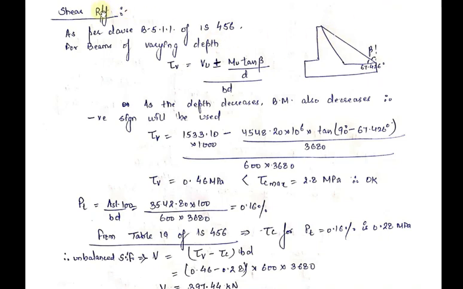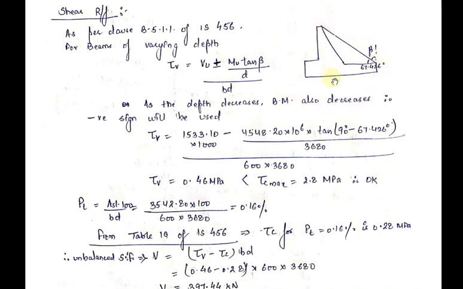Now let us find out the shear reinforcement. As per clause B 5.1.1 of IS 456, for beams of varying depth, tau v can be calculated by using this formula. Here there are two signs, plus and minus. It is also given in the clause that if the bending moment decreases with the decrease in depth, or it increases with the increase in depth, then we have to use the negative sign.